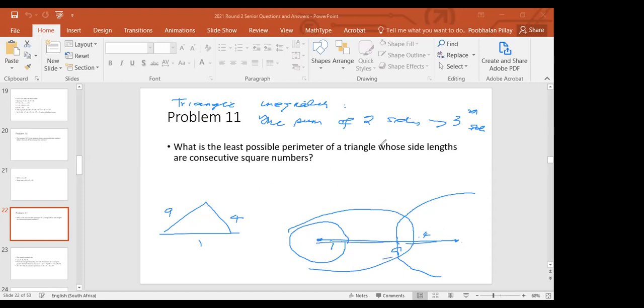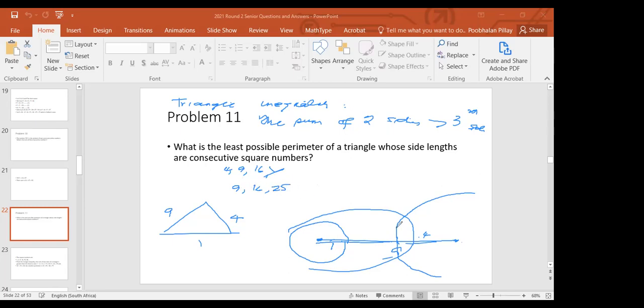That's why you have the sum of two sides of a triangle is greater than the third side. Okay, so to get back to this problem here, 1, 4, 9 is out. The next one is 4, 9, 16. 4 plus 9 is 13. Doesn't work. So you don't have a triangle with 4, 9, 16. The next one is 9, 16, 25. And this one here, you don't get a triangle.